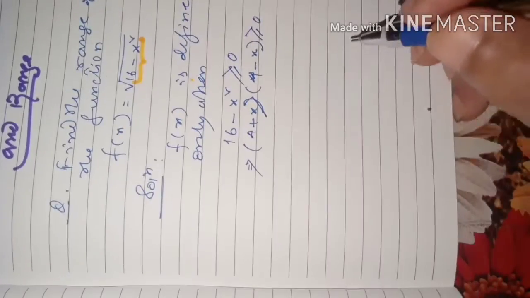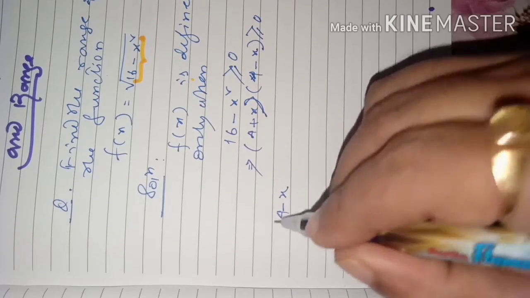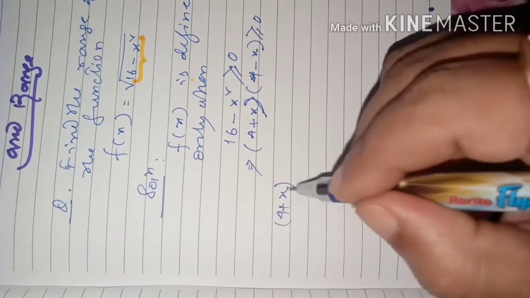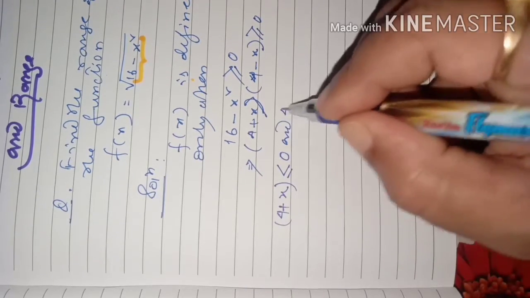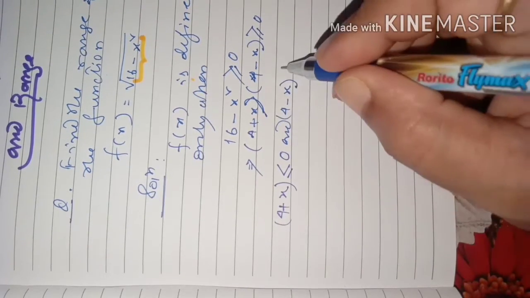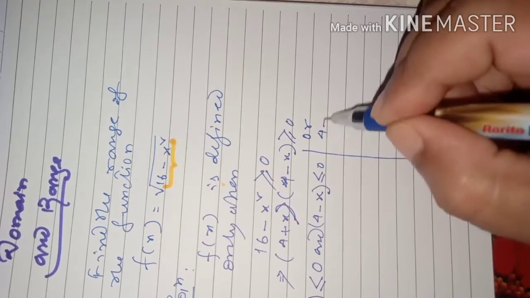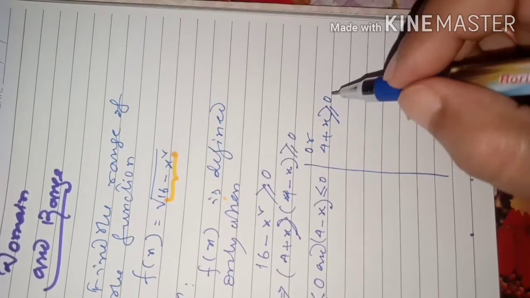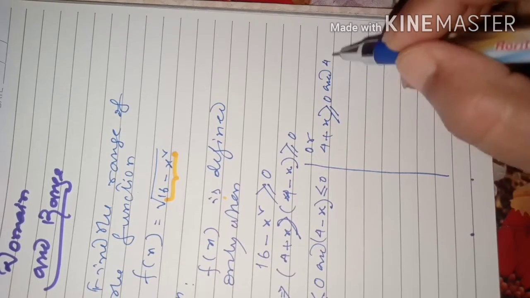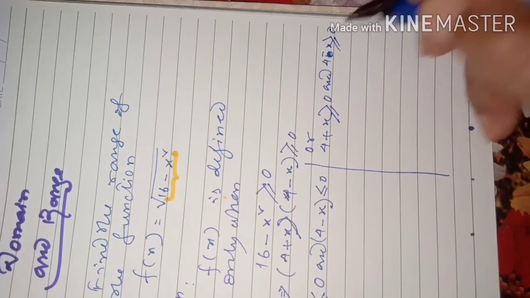It tells us two things. One is that 4 plus x, the whole thing, can be negative and 4 minus x also is negative, meaning less than or equal to 0. Or it can represent that 4 plus x, the whole thing, is greater than or equal to 0, meaning positive, and 4 minus x also is greater than or equal to 0.